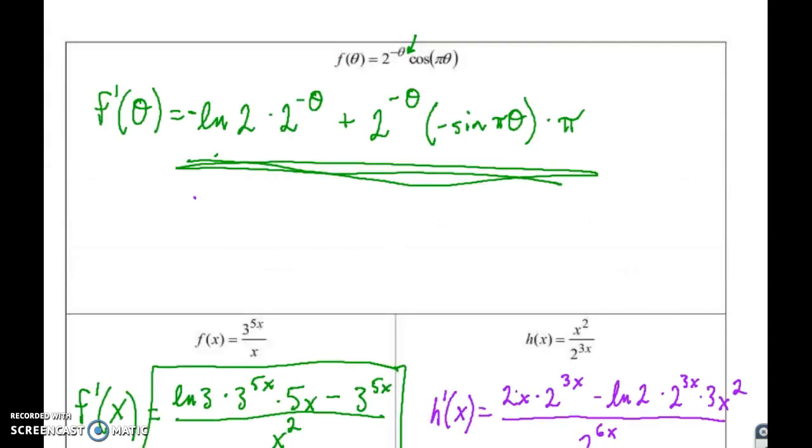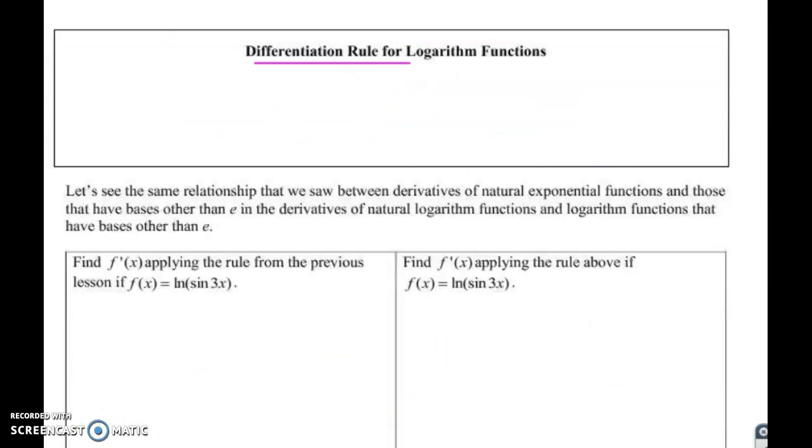For calculus, this is a continuation of 3.5. I'll name it 3.5b for you. So again, we're looking at logs with different bases.